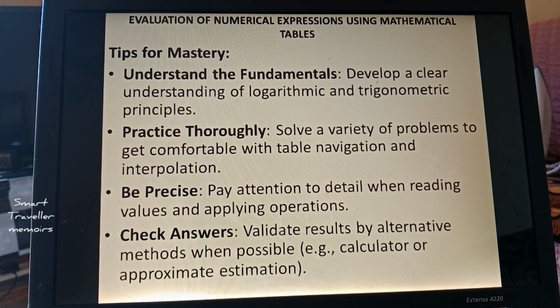Tips for mastery. A. Understand the fundamentals. Develop a clear understanding of logarithmic and trigonometric principles. Practice thoroughly. Solve a variety of problems to get comfortable with table navigation and interpolation. B. Be precise or be exact. Pay attention to detail when reading values and applying operations. Check answers. Validate results by alternative methods when possible, e.g., calculator or approximate estimation.